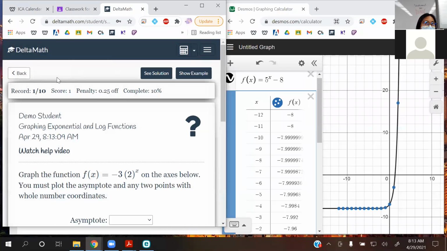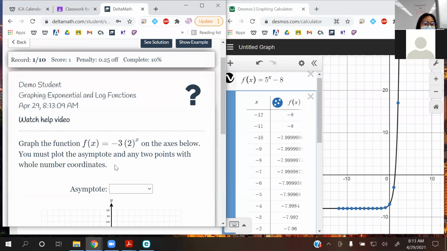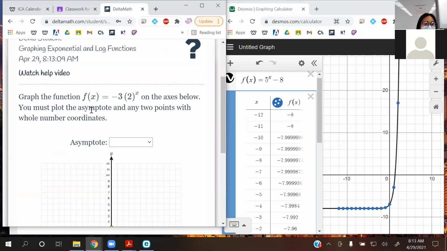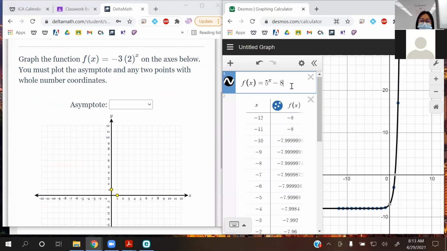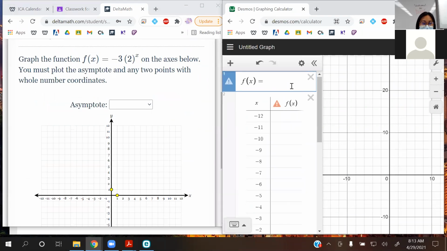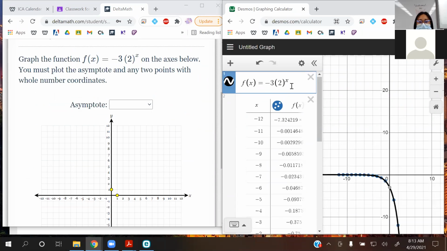I'll try to get 2 exponential examples and 2 log examples. So here's another exponential. f of x is equal to negative 3 times 2 to the power of x. So I'm just going to delete this. Negative 3 times 2 to the power of x. There we go. And as you can see, here's your new graph. It goes upside down this time.